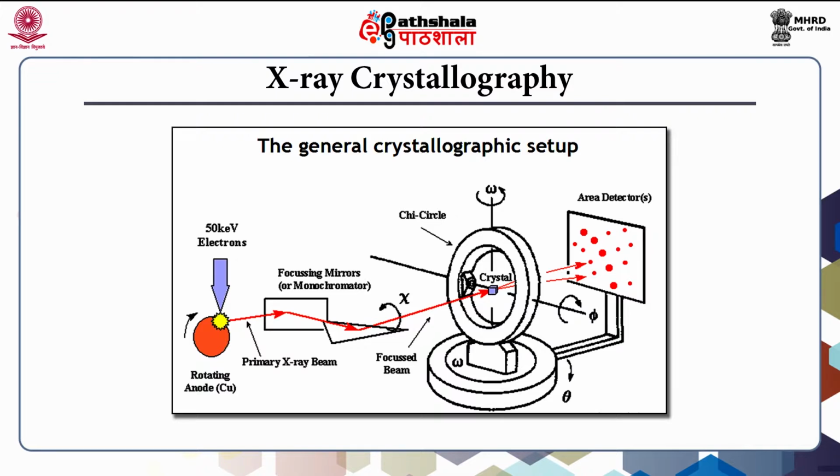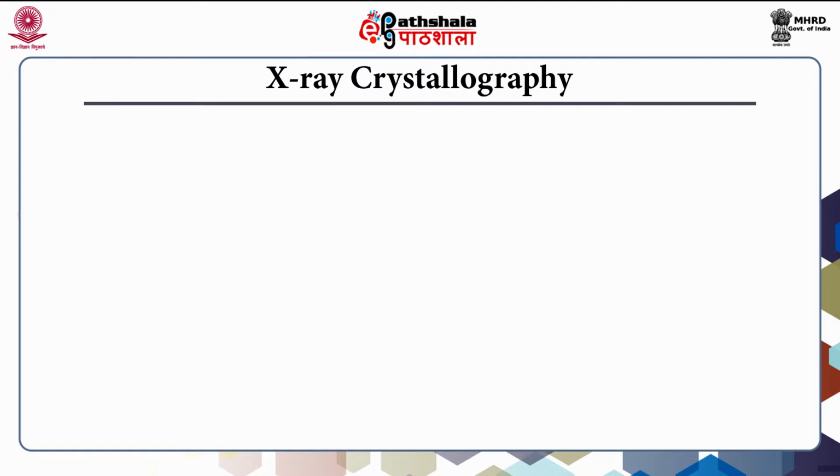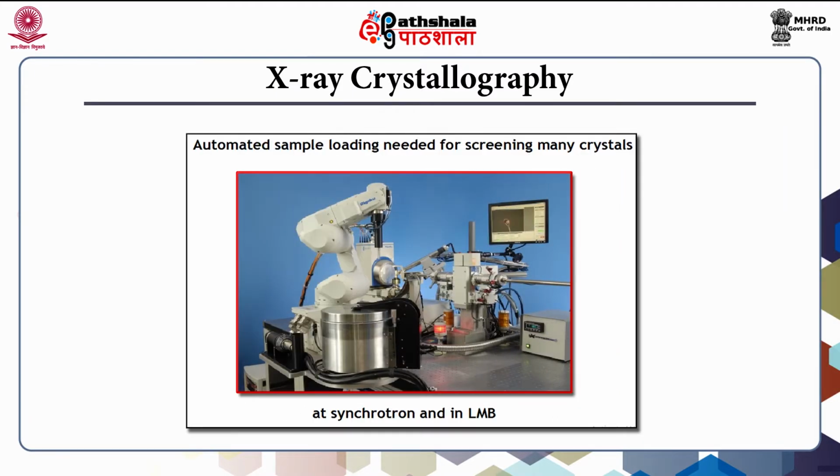Let us see the real instrument, how it looks, in the next slide. In this slide we can see the real X-ray crystallography instrument. As we saw in the previous slide, there was a schematic representation, but here it is a real instrument structure. Here also we can observe the X-ray source on the left hand side and the detector on the right hand side.